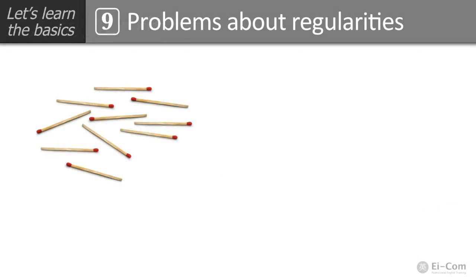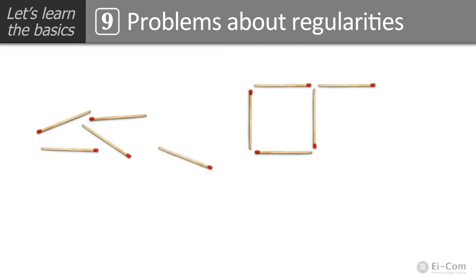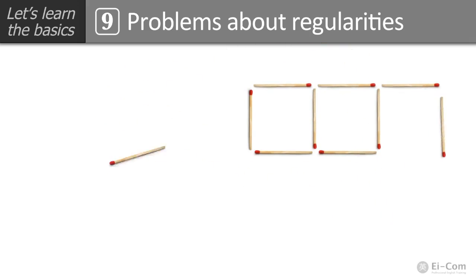Now, let's go back to our matchstick problem. Here are 10 matchsticks. They are not arranged in a constant or definite pattern, so we can say that their arrangement is irregular. Irregular means not regular. Now, let's suppose that we make squares by arranging the matchsticks from left to right.